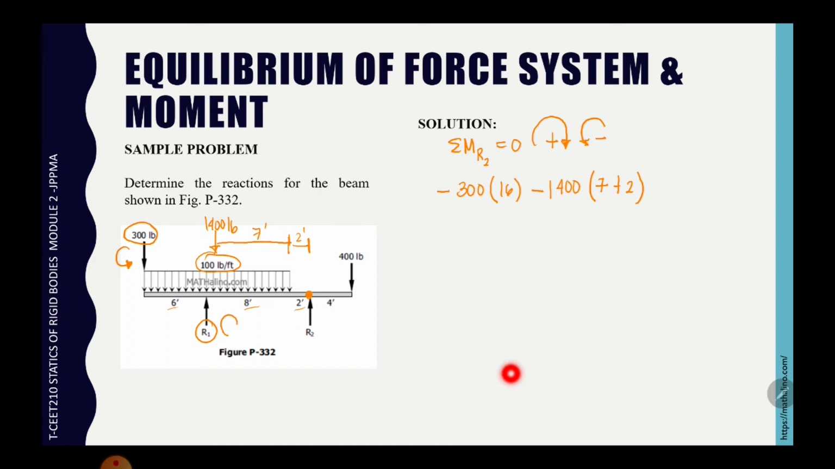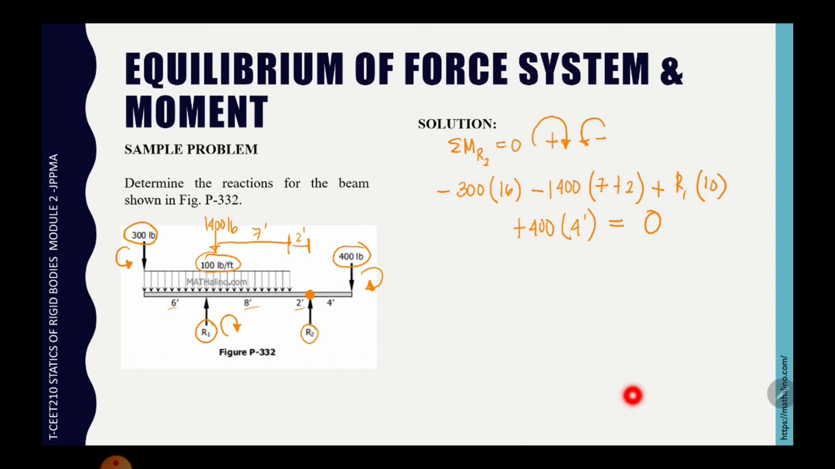Kaya magiging 9 siya. And also, si R1 is paganyan naman yung direction niya. Kaya positive R1 times 10. And si R2, makakancel siya kasi ang distance niya dito sa certain point is 0. And pagdating dito sa 400, ang magiging direction niya is clockwise, plus 400 times 4 feet. Okay. So, all over equal to 0 kasi naka-equilibrium tayo.